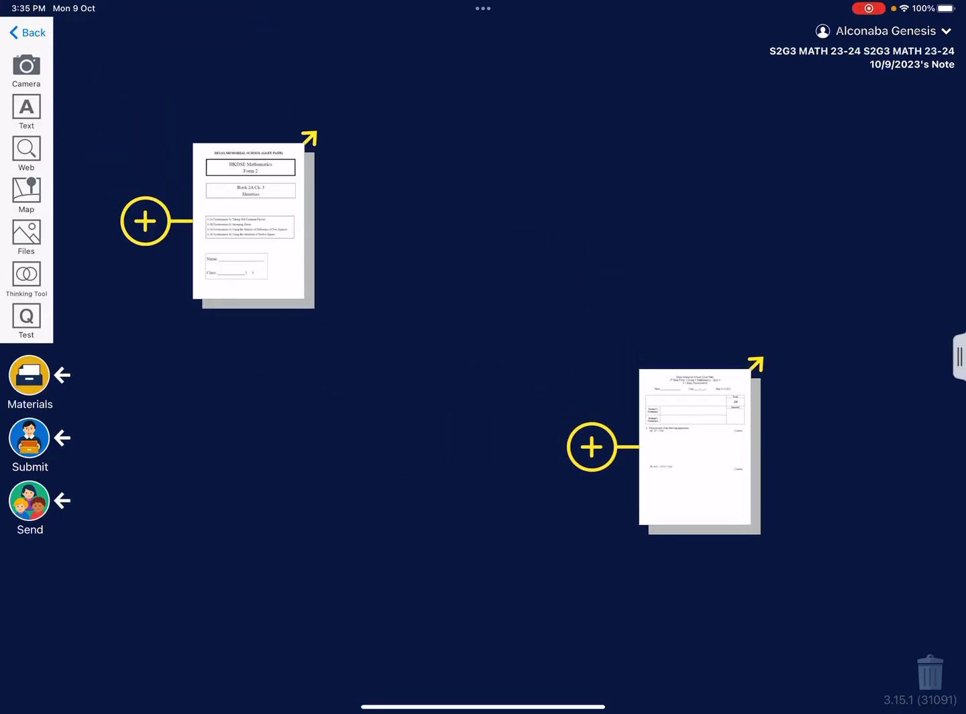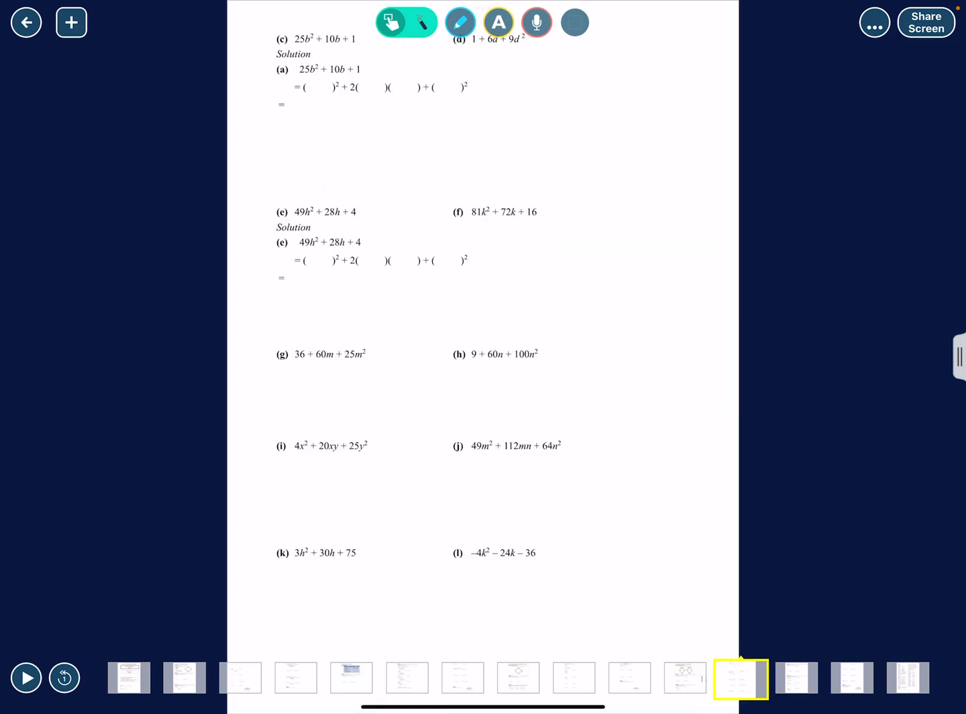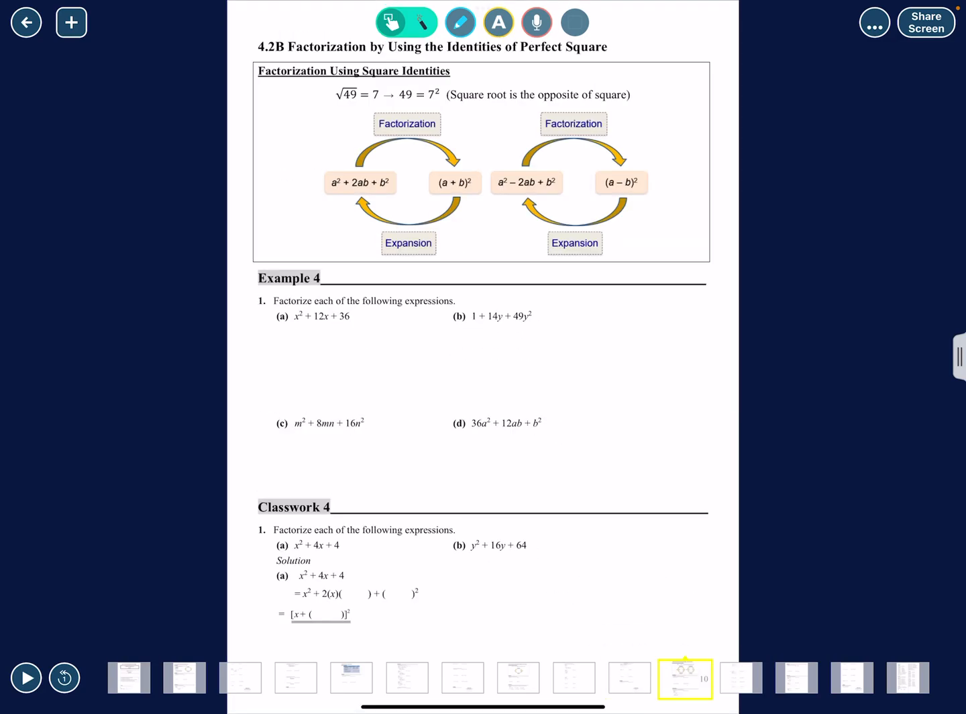Hello, Group 3 students. It's another homework for factorization. We're moving on to the next part, which is about identities.